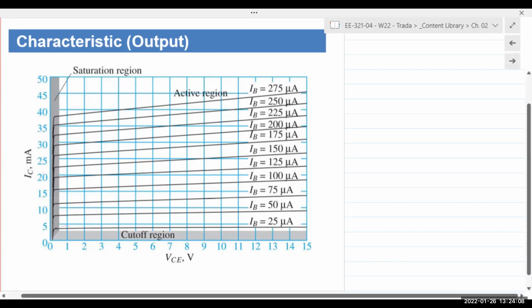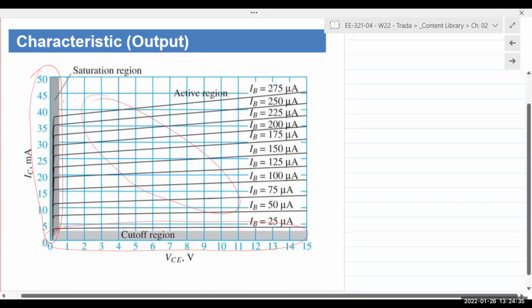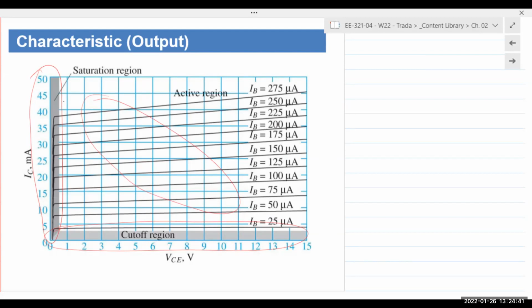Right at the bottom, right here, is where we have the cutoff region. So cutoff region, very minimal current flow. Saturation is on the left, and maximum current flow. And active region is here in the middle. That is where we will use the transistor as an amplifier. We will again do a load line analysis similar to what we did for the diodes and the Zener diodes, and then once we plot it graphically, it'll make more sense how it works as an amplifier.